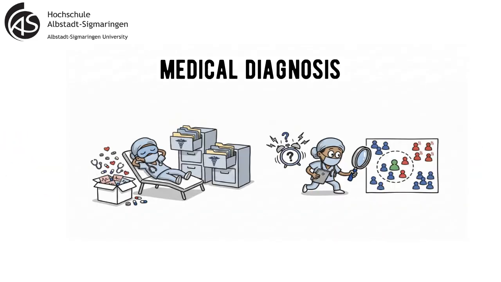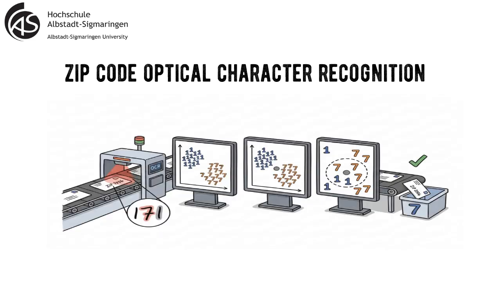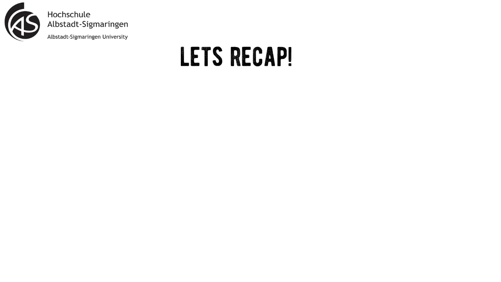Or think about healthcare. Doctors can use KNN to help diagnose illnesses. By comparing a new patient's symptoms and test results to thousands of past patients, the AI can say, this patient's data looks remarkably similar to these 5 previous cases, which were all treated successfully with this specific medicine. It is even used by the post office. When you write a zip code on an envelope, optical character recognition systems use a form of KNN to figure out if your messy scribble is a 7 or a 1, just by comparing the pixel shapes to thousands of other handwritten numbers. So let's recap.